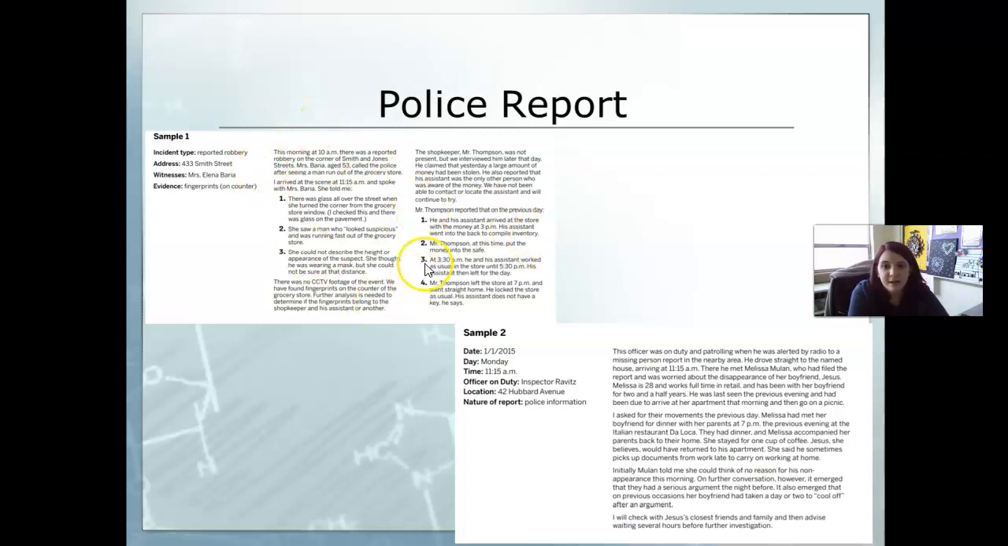So that is an example of a police report. It provides the facts. There's no opinions on it, like where I think this person did it. It's the facts of what happened and what was observed.